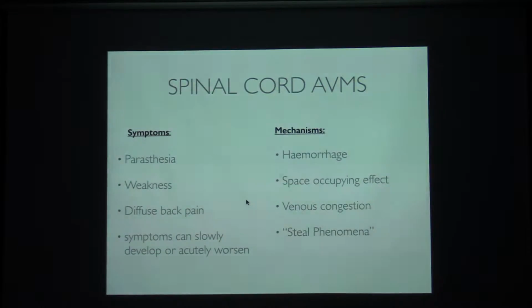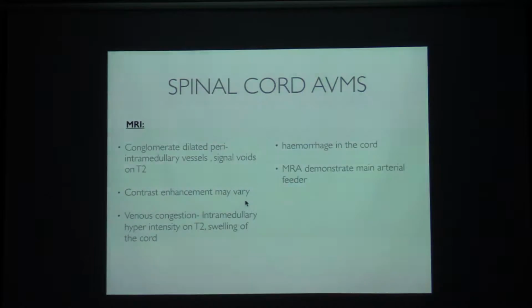And then we have the issue of venous congestion and maybe steal phenomena, which I'm personally not sure about. On MRI, we're going to see in the spinal cord AVM this conglomerate, this nidus of dilated vessels that are going to look like signal voids on the T2. Sometimes we have contrast enhancement of those vessels, and we'll get to that.